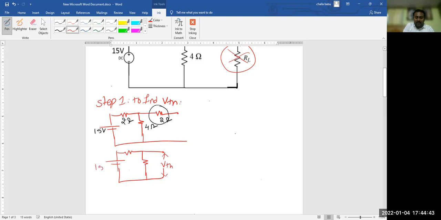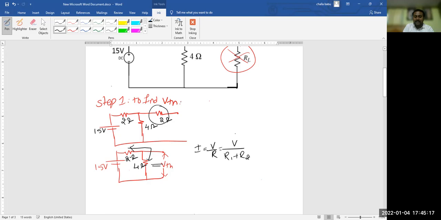So I am replacing the values: 15 volts, 2 ohms and 4 ohms. As you can see, in parallel the voltage will be the same. So if you know the voltage across the 4 ohm, the same voltage will be the VTH. To find the voltage across this 4 ohm, first I need to find the current flowing through the 4 ohm. As you know, I equals V by R. In this case, we have two resistances connected in series, so it becomes V by R1 plus R2.